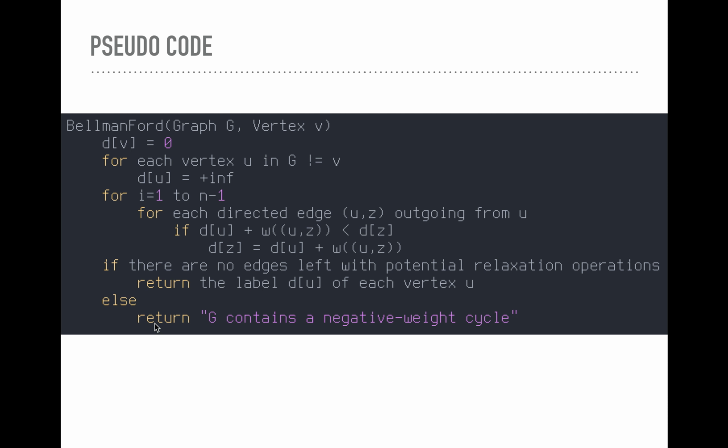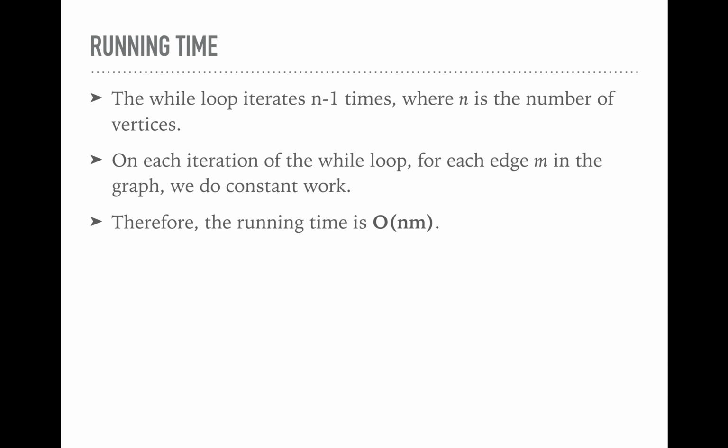So Bellman-Ford can be used to detect negative weight cycles. The running time's pretty easy. The loop iterates n minus 1 times, where n is the number of vertices. On each iteration, for each edge, m, in the graph, we do constant work. Therefore, the running time is O(n·m), vertices times edges, because we loop number of vertices times, and inside we have a for loop that's doing number of edges times, so we multiply them. There's just constant work inside.